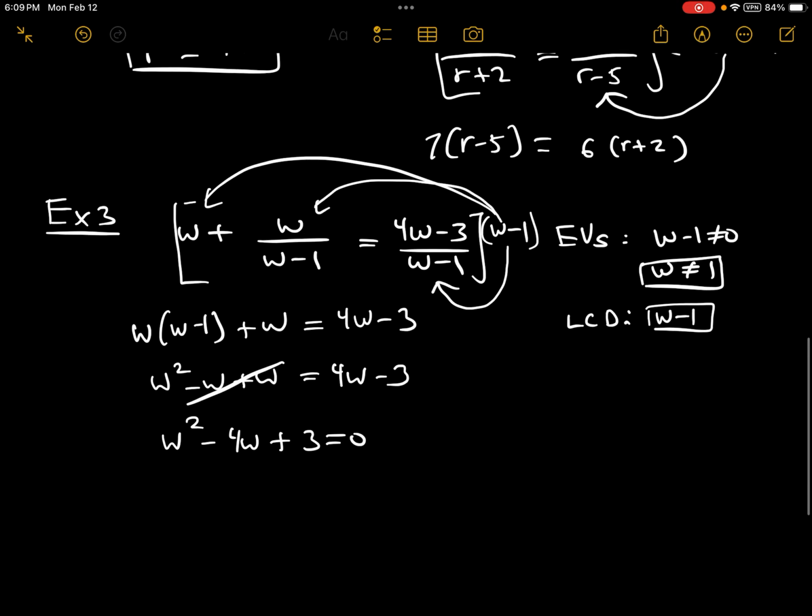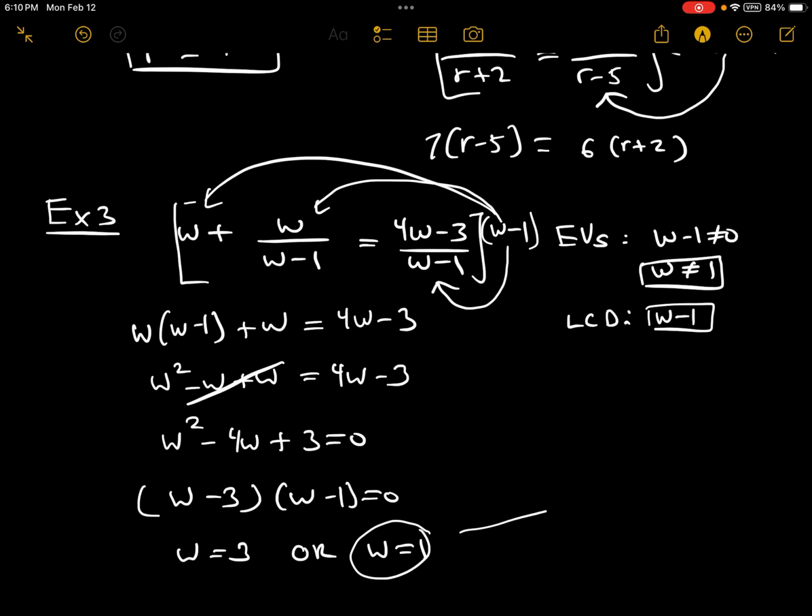Now, if you look right here, one of these solutions, W is equal to 1, was actually part of your excluded values. And you know that W can't equal 1. So if this is an EV, then we have to exclude it. Let's cross it off. So the only solution in this problem is W is equal to 3.